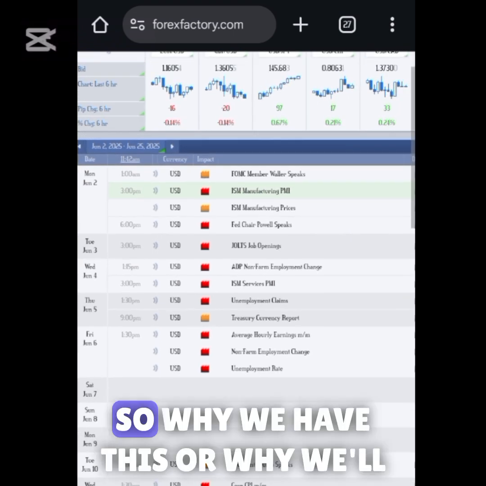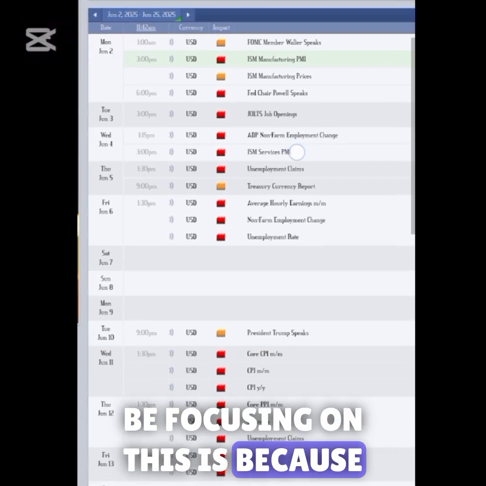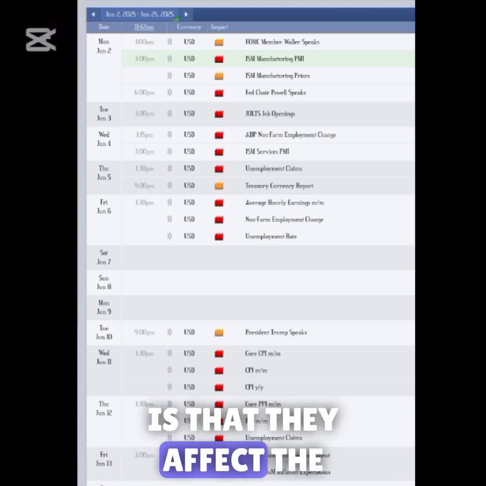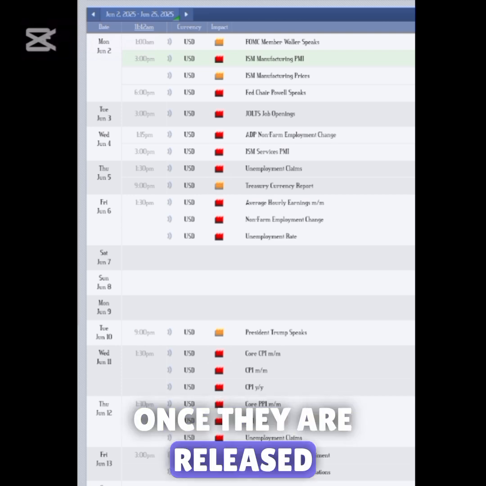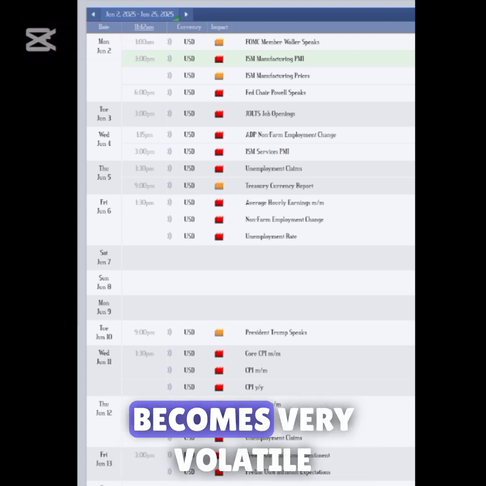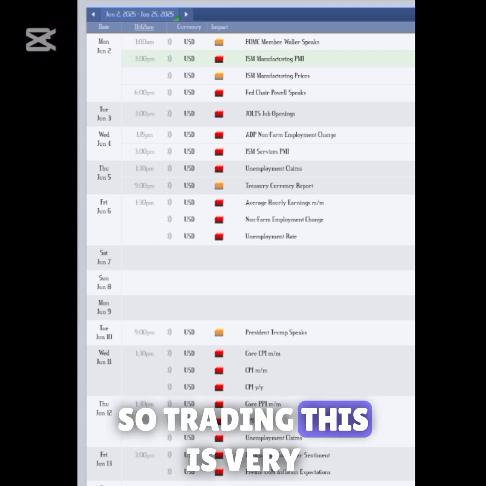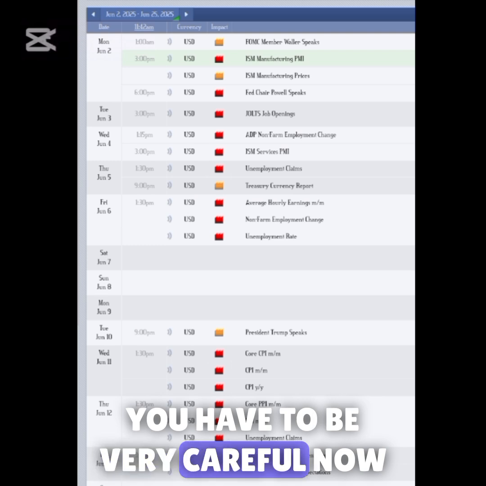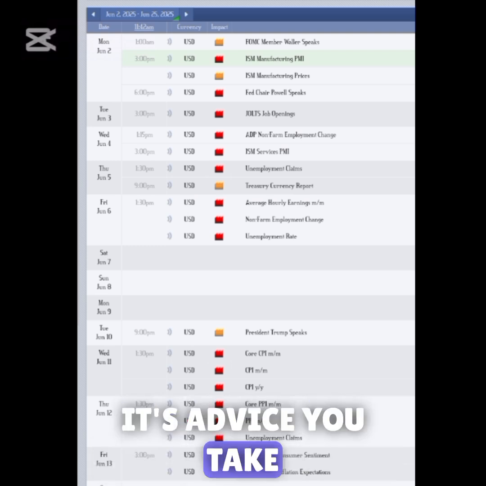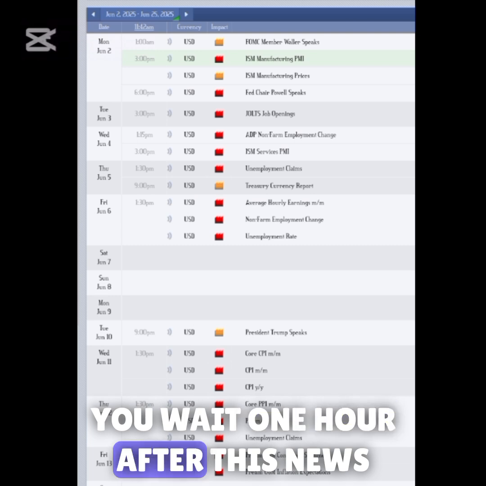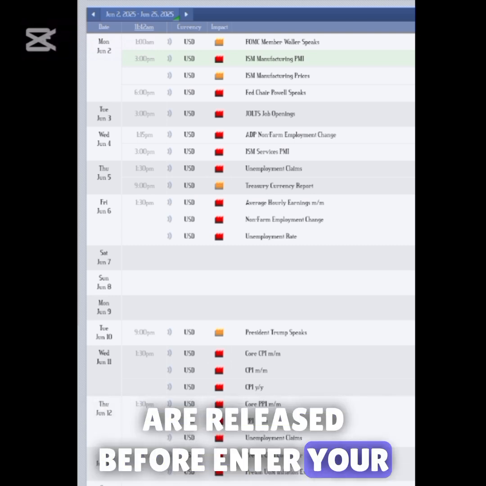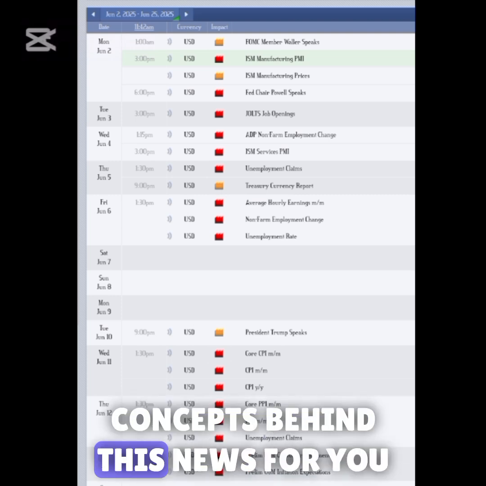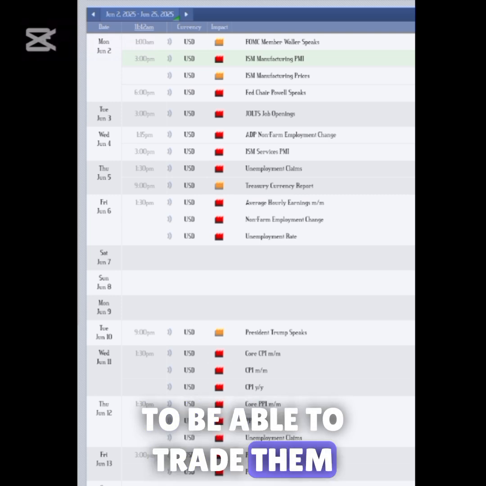So why we'll be focusing on this is because these are economic releases. What this basically means is that they affect the market. Once they are released, the market automatically becomes very volatile. So trading this, you have to be very careful. Now it's advised you wait 1 hour after this news is released before you enter a trade. So you have to understand the concepts behind this news for you to be able to trade them.